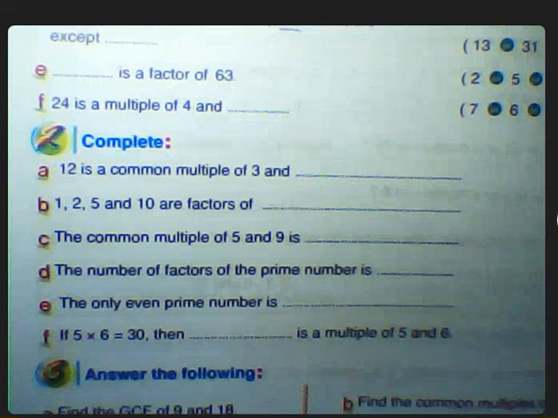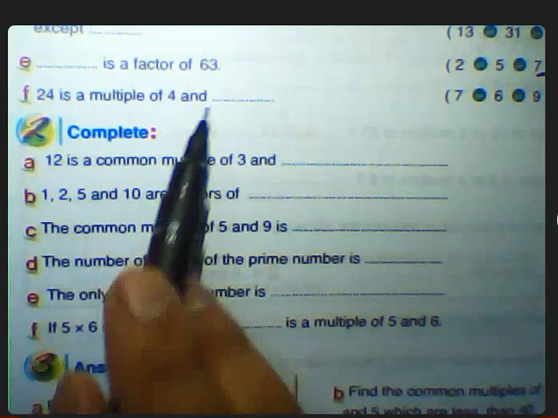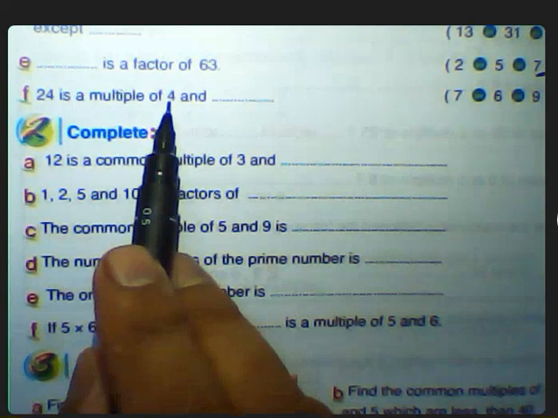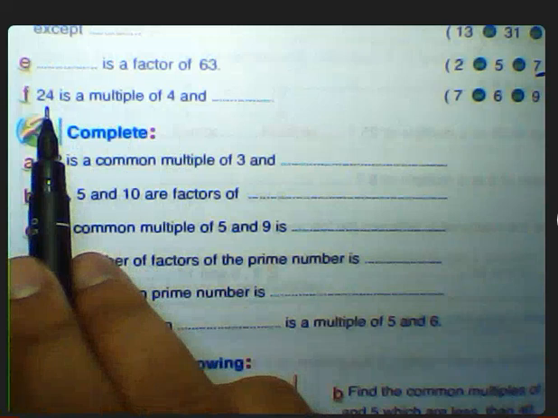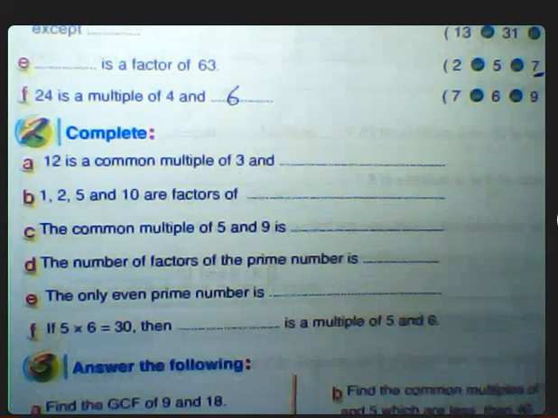Letter F. 24 is a multiple of 4 and space. We know 4 times 6 equals 24. Then 24 is a multiple of 4 and 6. You must choose 6 here.